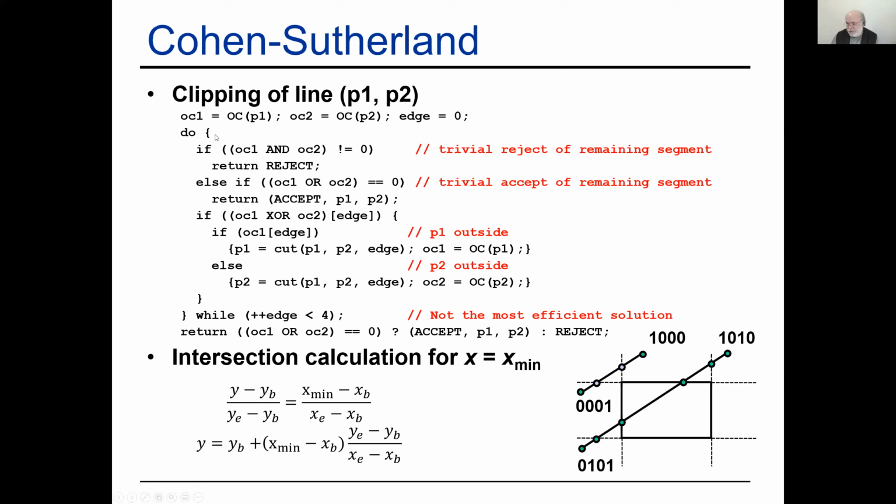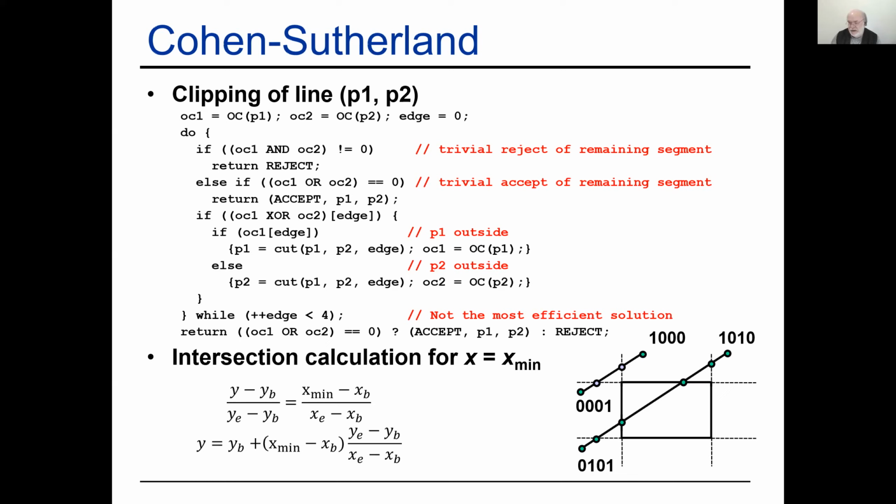So first of all, you compute the outcodes of the first and second point, and then you go through all the edges. We start with one of the edges. First of all, you check whether you can trivially reject it, then you simply return. Or if we can trivially accept this, then we return and we just give back the beginning and end point. And then we look at the XOR code with respect to the current edge.